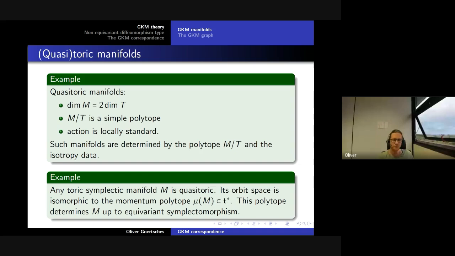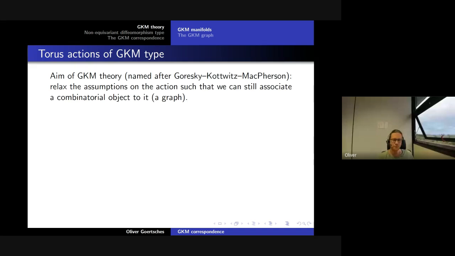Now I want to speak about GKM theory. This GKM theory is named after a paper by Goertsches, Kottwitz, and MacPherson. In this theory, one relaxes the assumption on the torus, or on the action, meaning that the torus is no longer assumed to have such a high dimension. It can be of arbitrary dimension. As an effect, one can no longer associate a polytope to it, but one relaxes the assumptions in just the right amount, so that one can still associate a combinatorial object to it, which will not be a polytope anymore, but a graph. And then one asks, what can one still do with this graph instead of the polytope in the standard theory?